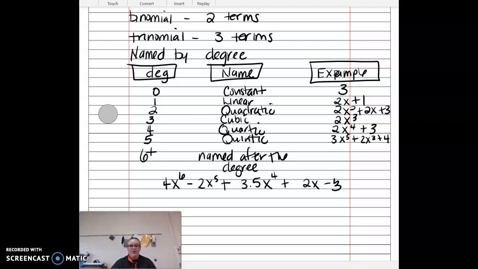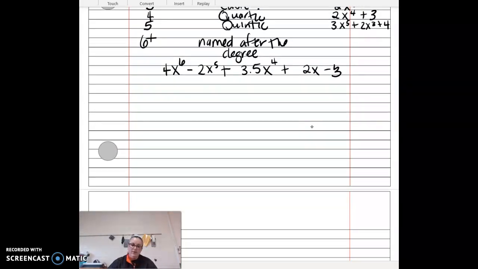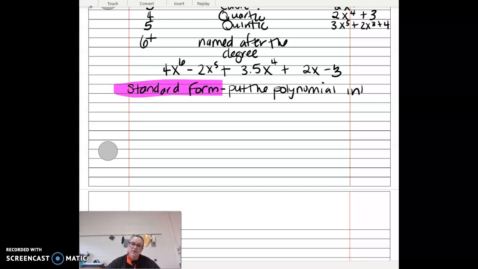All right, one more thing before I get you guys started on homework. We look at what's called standard form for polynomials. Standard form is that you're going to put your polynomial into degree order. You're going to list them from the highest to lowest degree.